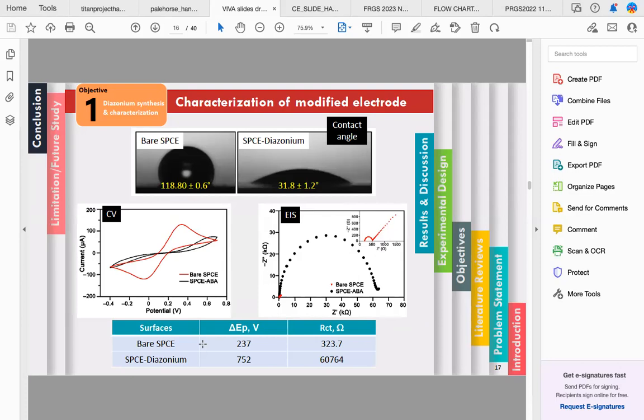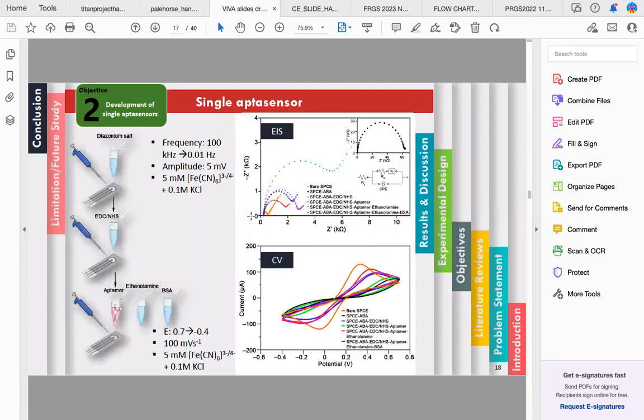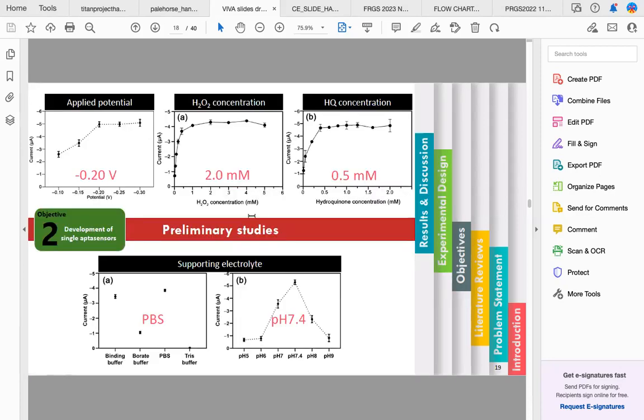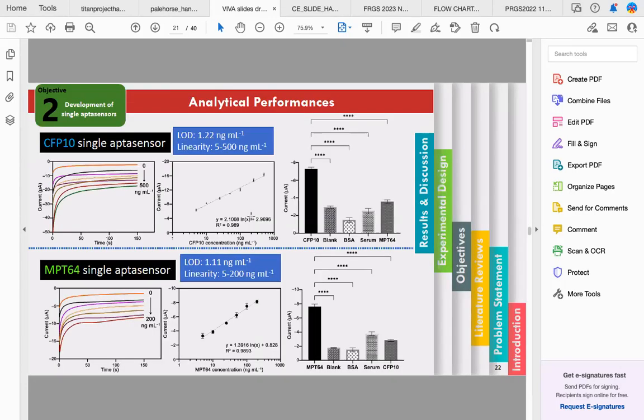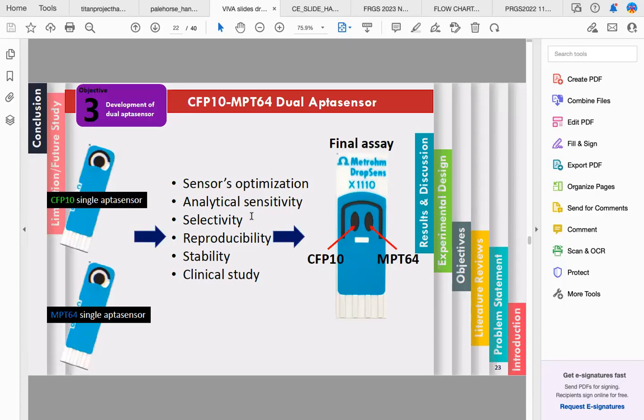You can see the proportion of the figures is just nice. It is small, but you can still view it properly. This one also. So the proportion of the figures in the slides is very important. This is objective 2. I just scroll through.